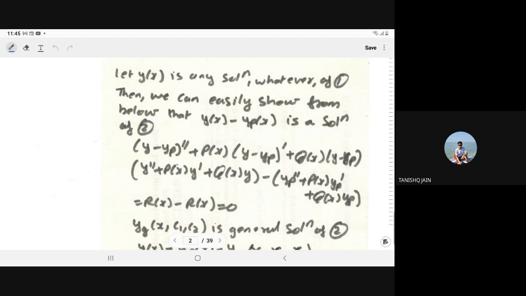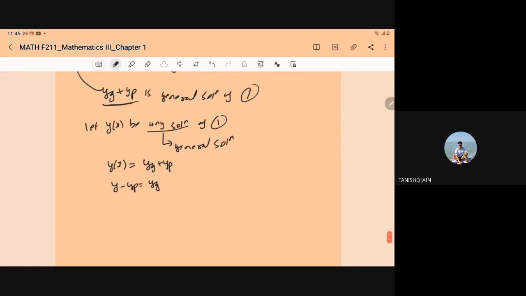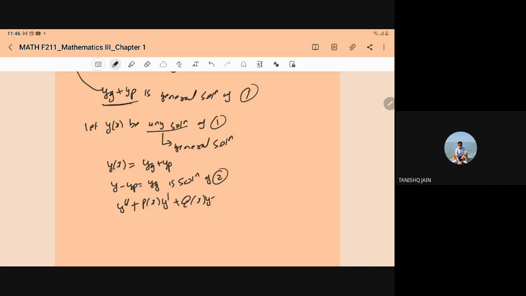So y(x) minus Yp is a solution of the second. When I say let y(x) equal Yg plus Yp, it means y minus Yp is equal to Yg. And Yg is the solution of the second. It means y minus Yp is also a solution of the second. And what is the second? The second is y double dash plus p(x) y dash plus q(x) y is equal to 0.